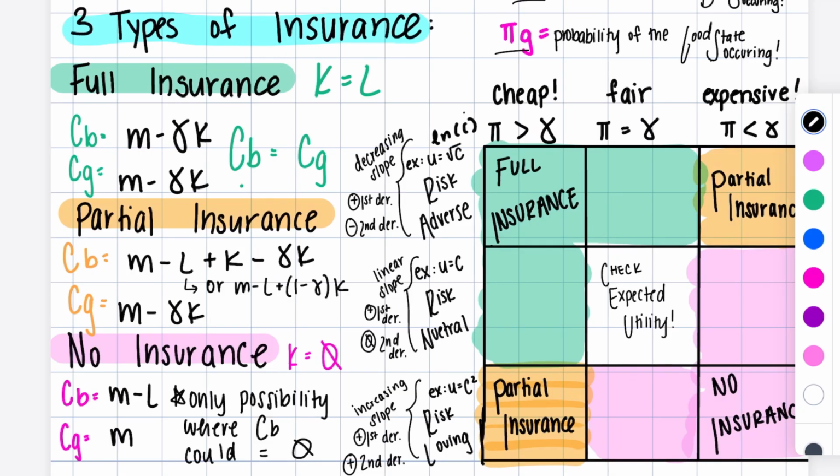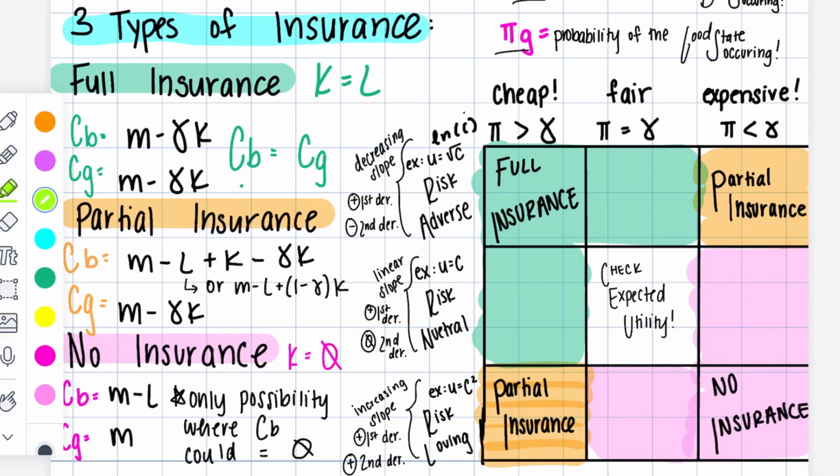Then we have 3 different types of insurance, and that can either be full insurance, partial insurance, or no insurance. So then we use this chart on the far right to kind of narrow down whether we buy full, partial, or no insurance, and we do this through the prices of insurance, whether they're cheap, fair, and expensive, and our risk preferences, which means we're either risk averse, risk neutral, or risk loving.